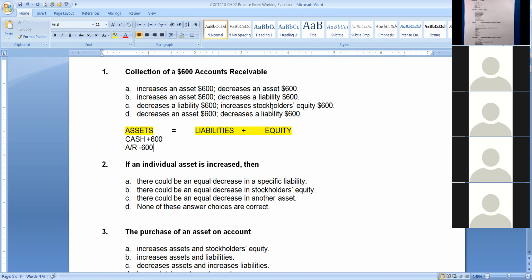Okay, so which one of these is going to be the answer? The first one. Increase in assets 600, decrease in it. Yep. So it's going to increase the asset, cash, and it's going to decrease an asset, the accounts receivable.